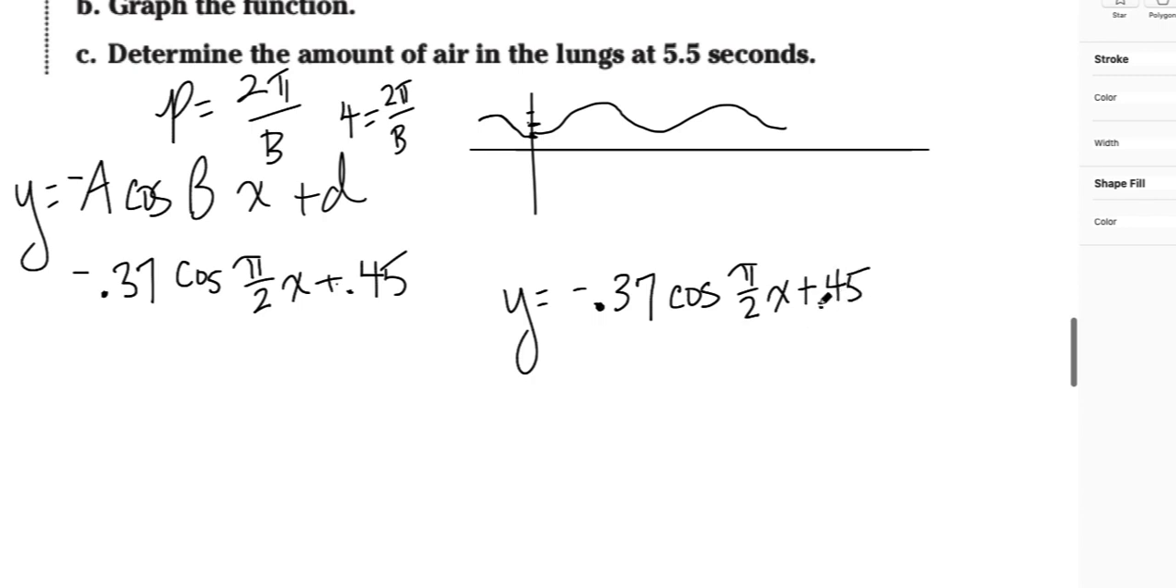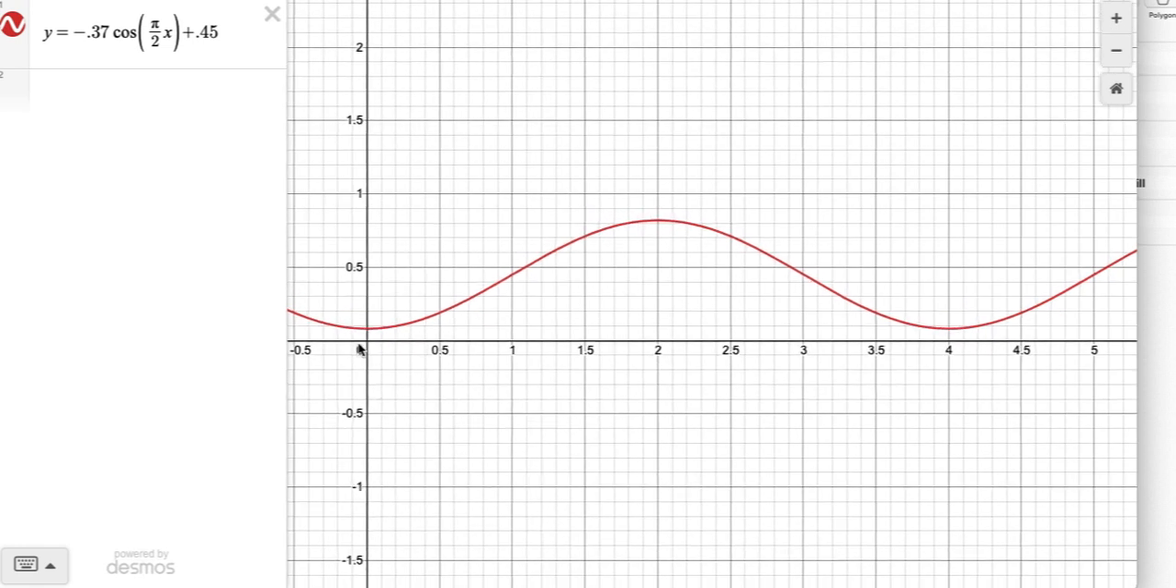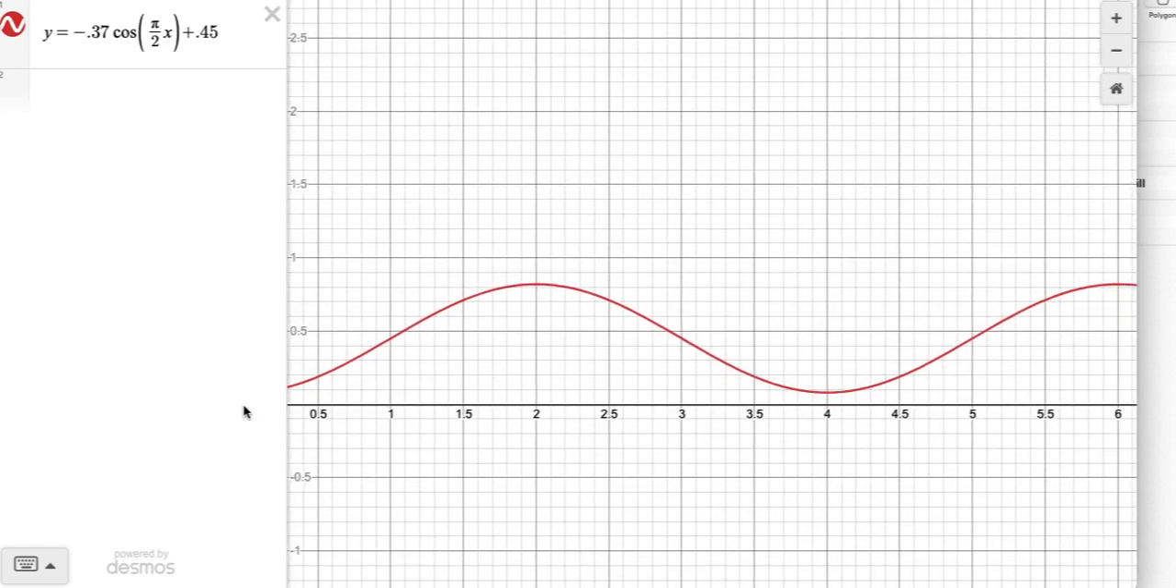Then we're going to graph this function, not by hand, but using Desmos, and determine the amount of air in the lungs at 5.5 seconds. So I've gotten to Desmos and I put that information in there, and here is our graph. Hopefully it looks good to you. It looks pretty good to me. The next thing we're supposed to figure out is how much air a person has in their lungs at 5.5 seconds. It's nicely labeled at 5.5 seconds. We have approximately 0.712 liters of air breathed in as an adult.